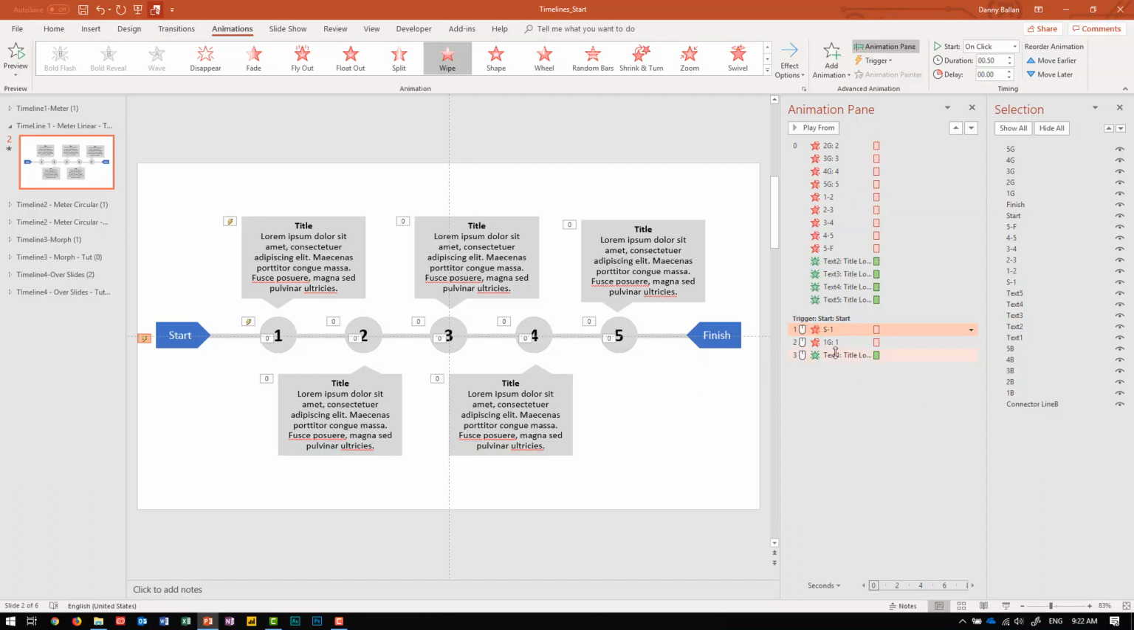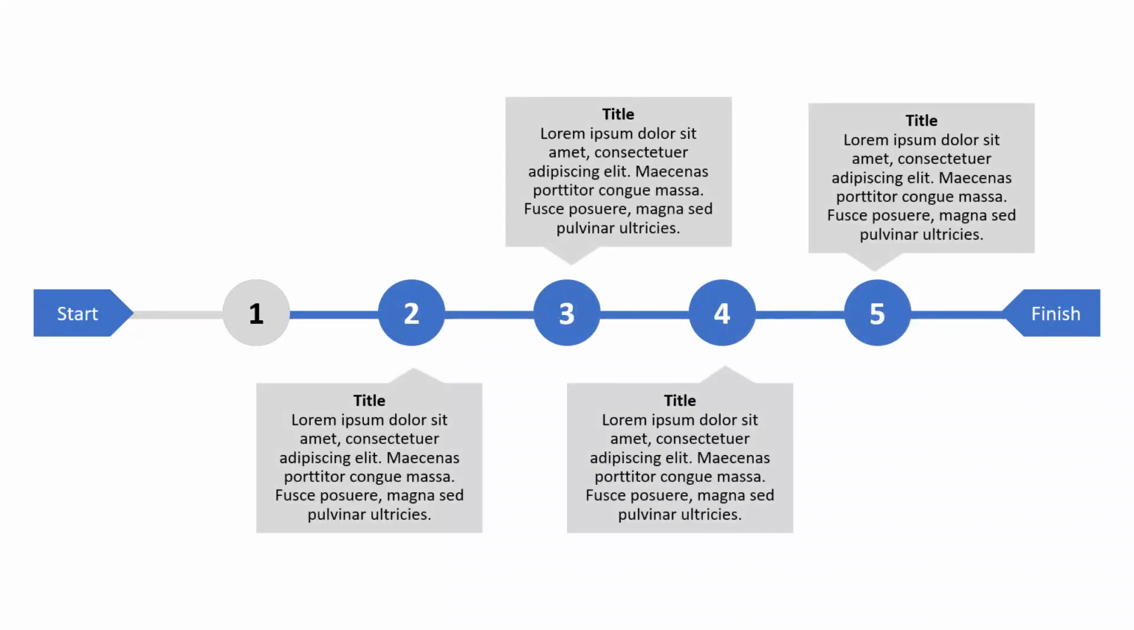But we actually don't want it to happen all at once. We want to click the 3 of them and change on click to after previous. So we want them to happen one after the other when we click on start. Now let's check this out to see how it's going to look. I'm going to preview the slide from here. Don't worry that the rest of them are all happening at the same time, because we haven't added the trigger to them yet.